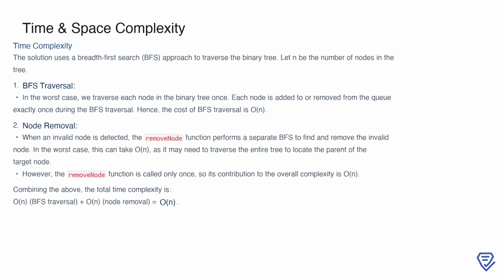Additionally, when an invalid node is detected, the remove node function performs its own BFS to locate and remove the parent of the invalid node. In the worst-case scenario, this function might traverse the entire tree, leading to a time cost of O(n). However, since the remove node function is invoked only once during the entire process, its contribution remains additive. When we combine these two components, the BFS traversal and the single node removal, the total time complexity becomes O(n) plus O(n), which simplifies to O(n). This demonstrates that the solution is efficient in terms of time complexity, even in the worst case.